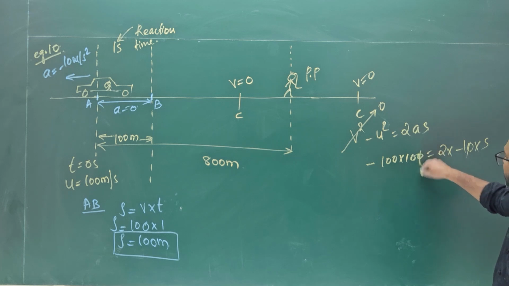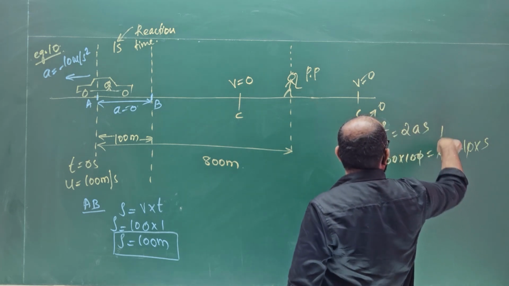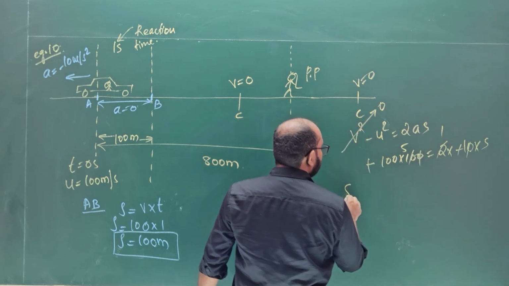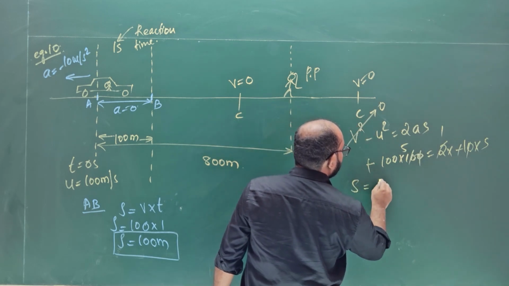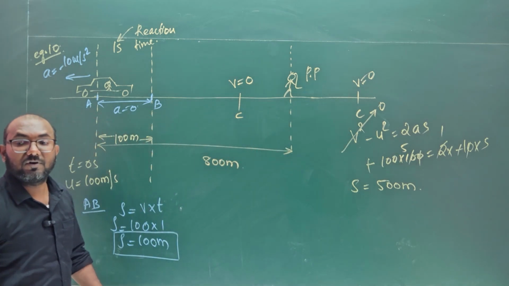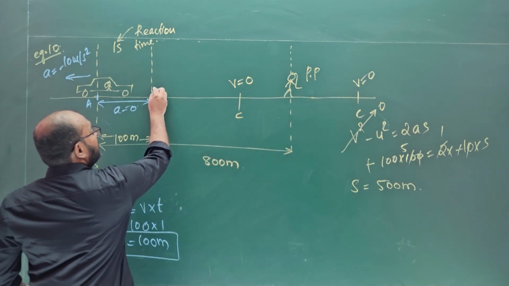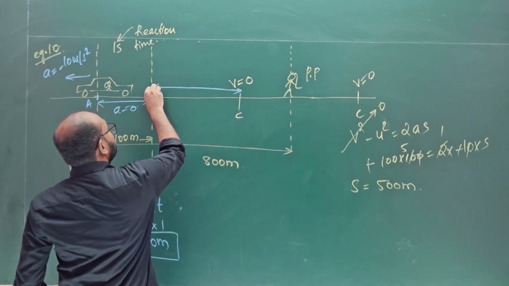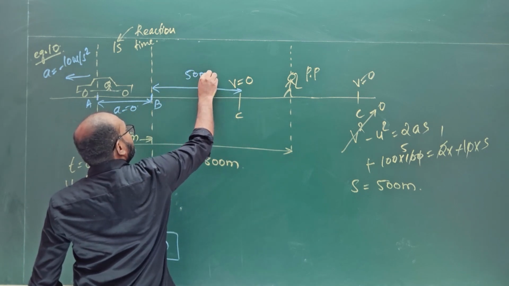Negatives cancel. 2 ones are 2, 2 fives are 10. So s is equal to 500 meter. 500 meter from what point? From here to here, B to C, 500 meter.